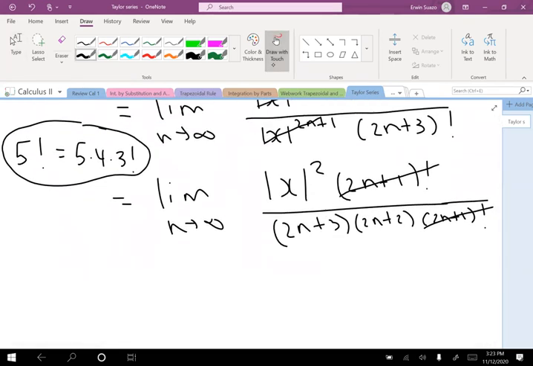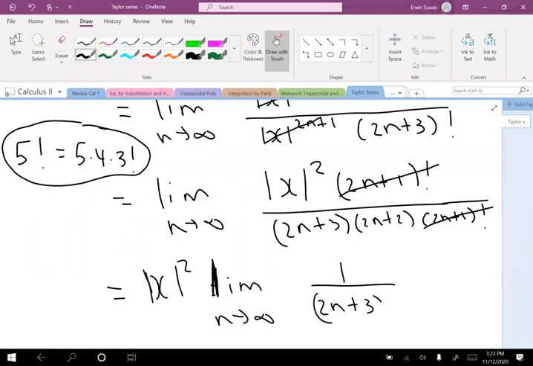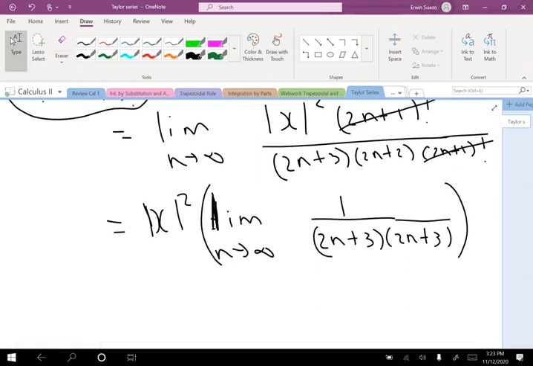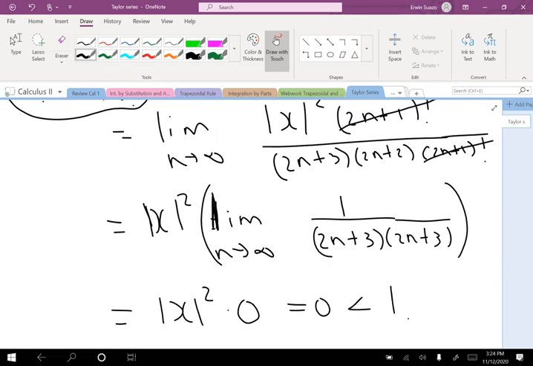Now I proceed to take my x out, times the limit. And I get 1 over (2n plus 3) times (2n plus 2). So what do you guys say? What is this limit? What is the limit? 0. For any x, I get x squared times 0. For any x, this is equal to 0. This is less than 1.